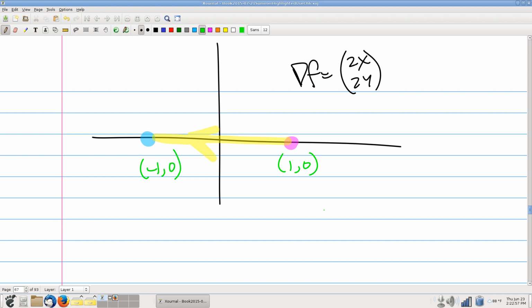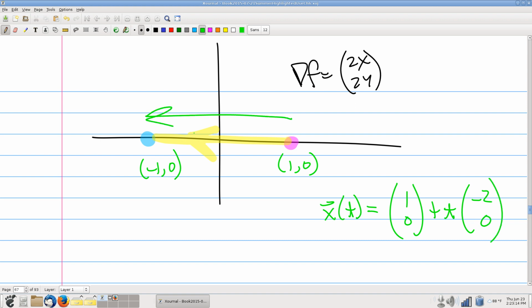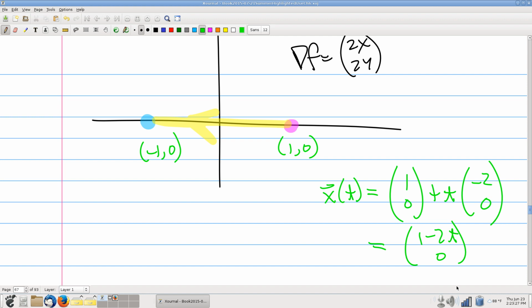And I can accomplish that by x of t equals, there's different ways you can think about this. You know, you could say 1, 0 plus t times -2, 0. That'd be pretty good. That's sort of like, you know, there's the difference vector. Right? Is that cool? Yeah. Right? Okay. All right. And so, in other words, 1 minus 2t comma 0.